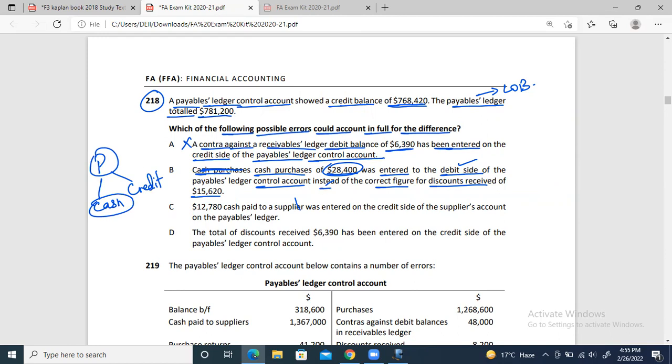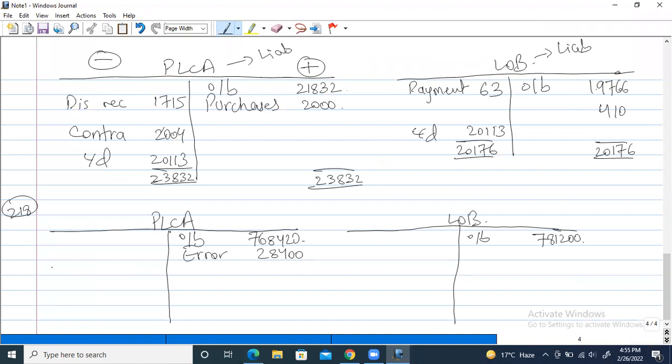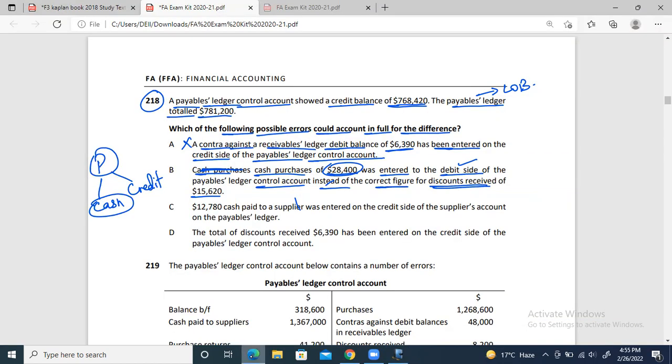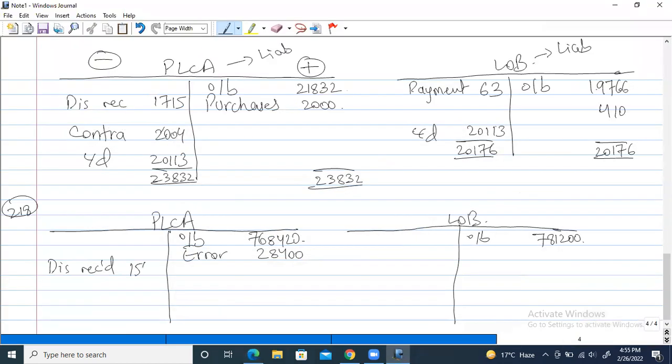Now secondly, instead of the correct figure for discount received of 15,620, right? So now we write the correct figure. Discount receipts were not entered in the control account. Now we write the discount received. So we finished this 28,400 because it did not belong here. Now discount received is written on the debit side, right? And the amount over here is 15,620.